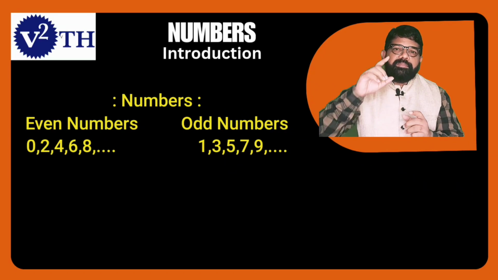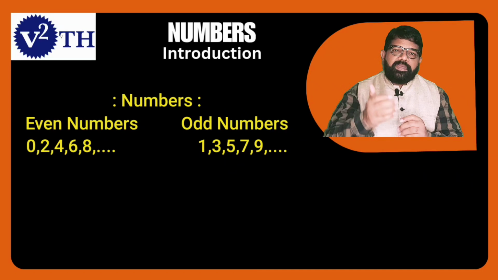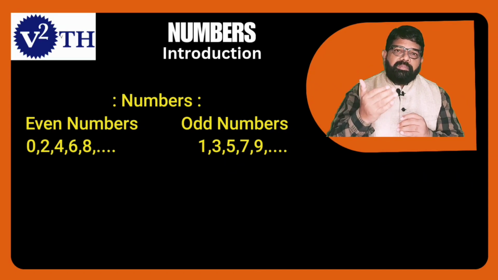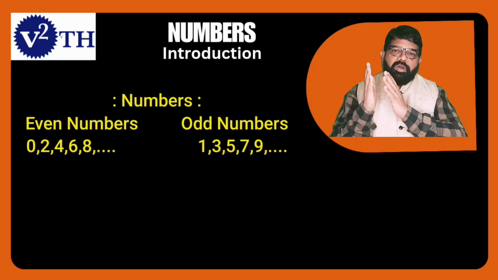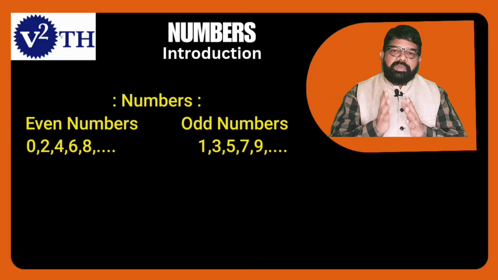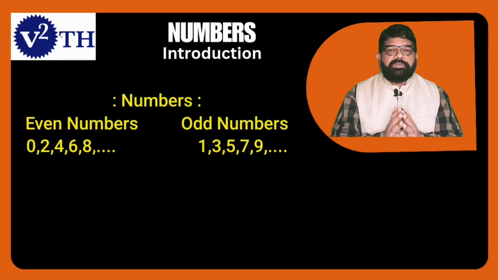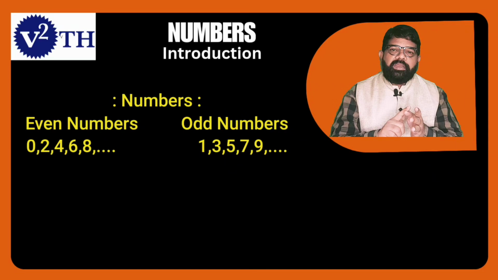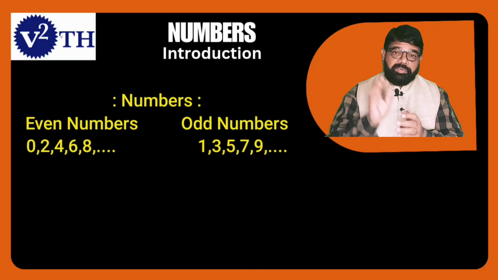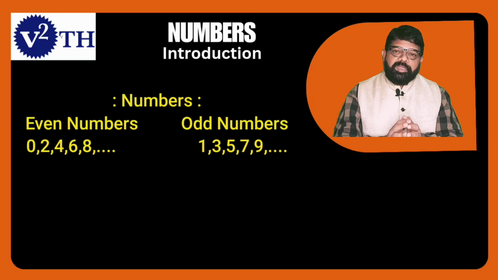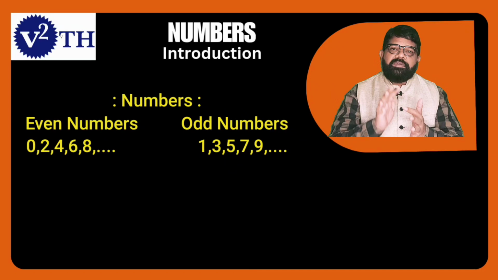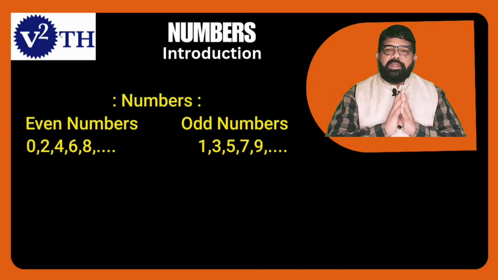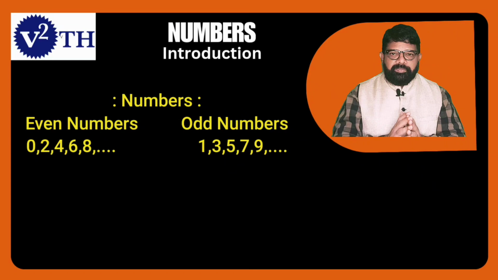So simply by observing the last digit you have to decide whether it is an even number or an odd number. If the last digit, that is the units place value of a given number, is either 0, 2, 4, 6, 8, we say those numbers are called even numbers. Or if the units place value is any one of 1, 3, 5, 7, 9, we say those numbers are called odd numbers.